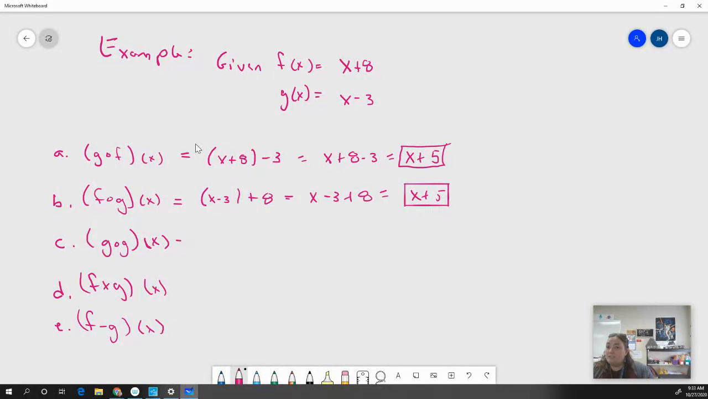Now this piece is saying g of g, which means that we are going to plug g back into its x value. I am going to take x minus 3, and where I have x, I'm going to plug in x minus 3. So I'm going to have x minus 3 minus 3. I just plugged g back into itself, right? And that's going to give me x minus 3 minus 3, which is x minus 6.